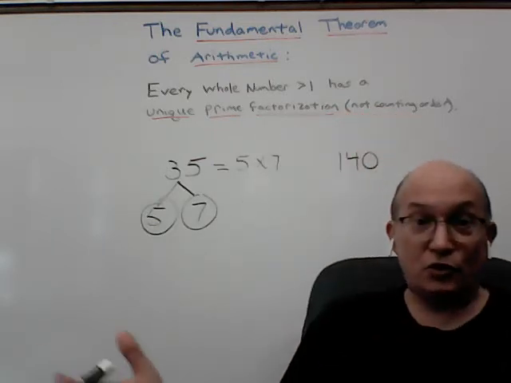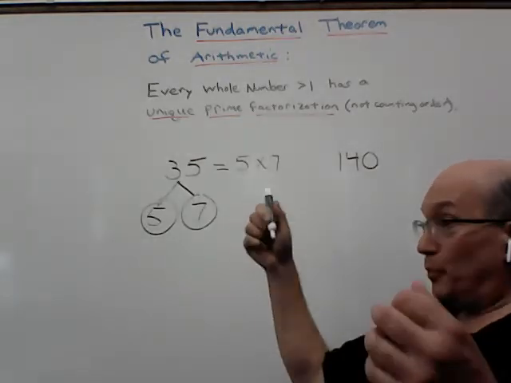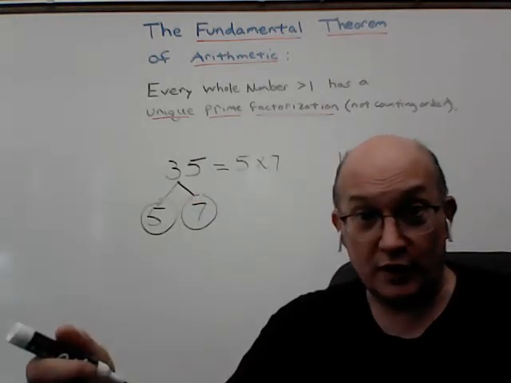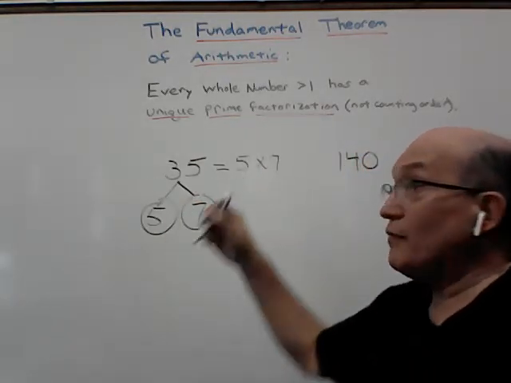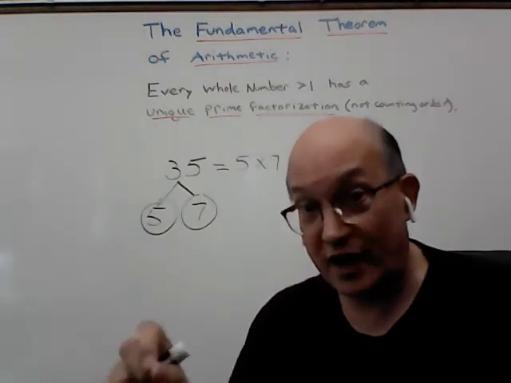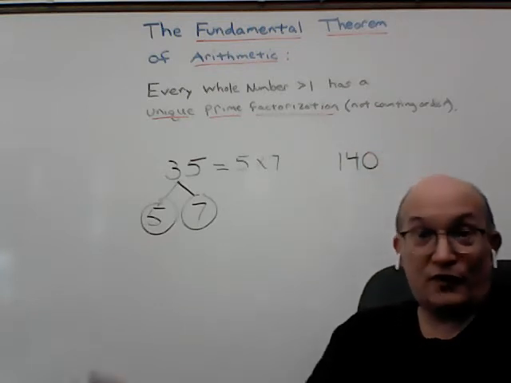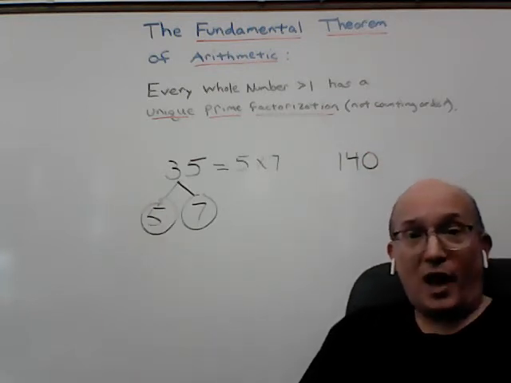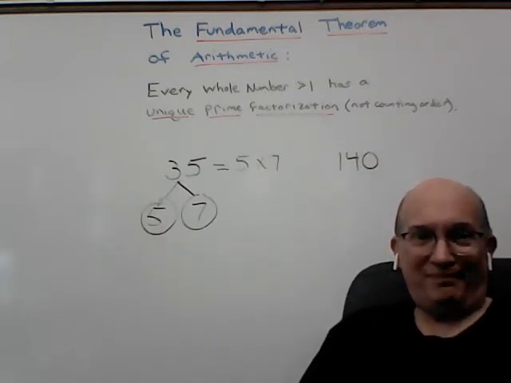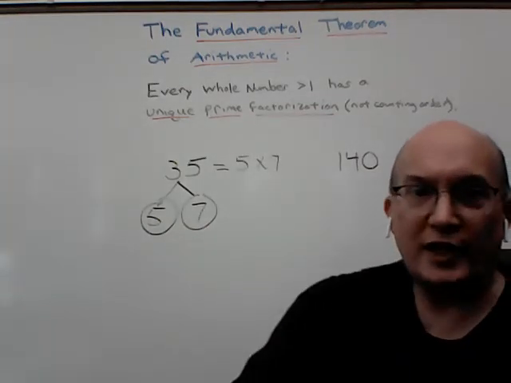Now that's obviously true, you know that. But one thing that you weren't aware of until now is that 5 times 7 is not only a factorization of 35, it is the prime factorization of 35, because 5 and 7 are both prime. And we're done. Let's try 140.